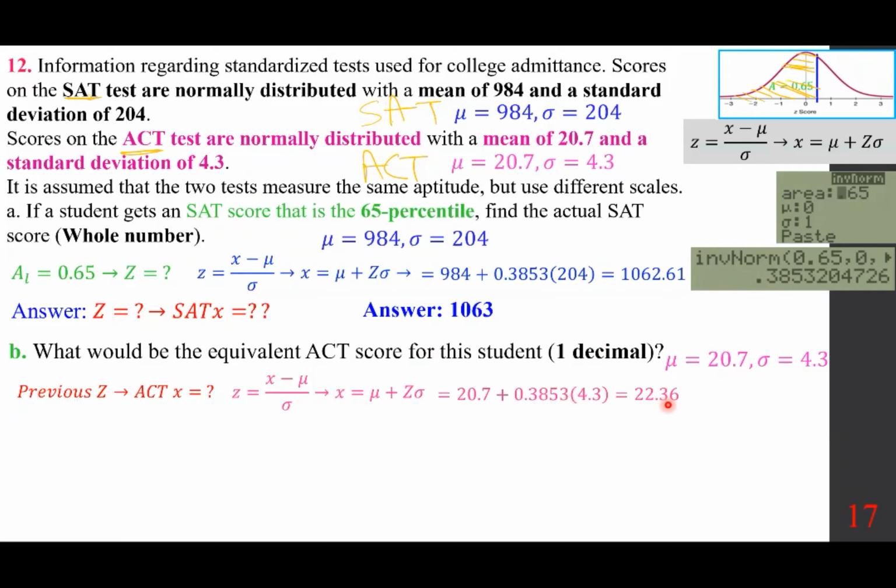And we get 22.36. It says 1 decimal, so we make it 22.4. What does it mean? It means if you scored 1063 on the SAT, it's equivalent to scoring 22.4 on the ACT.